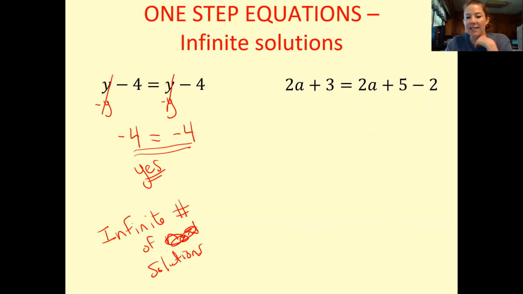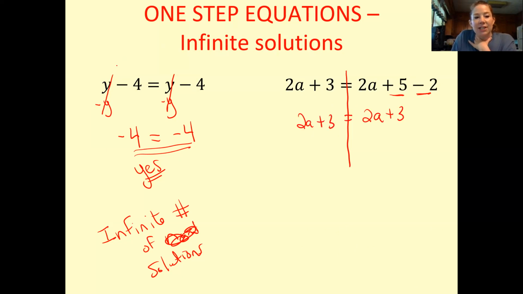All right, let's look at this one. All right, so the first thing I'm going to do on both sides of the equal sign is combine like terms. So these are not like terms, so we got to leave it like this. Well, isn't 5 minus 2 positive 3? 5 plus 2 is 3, so I'm combining like terms.